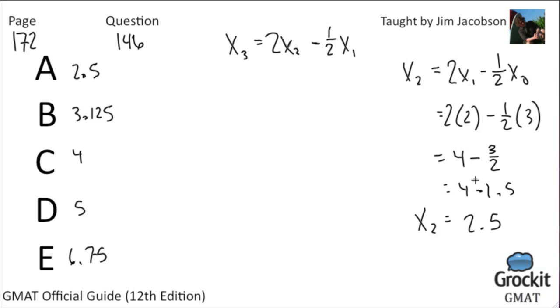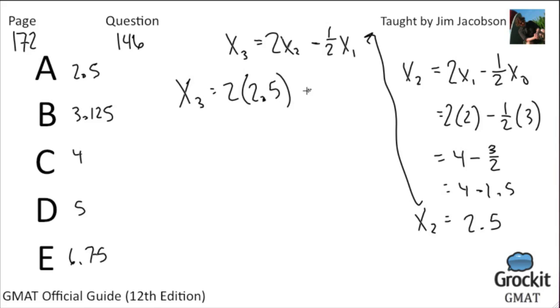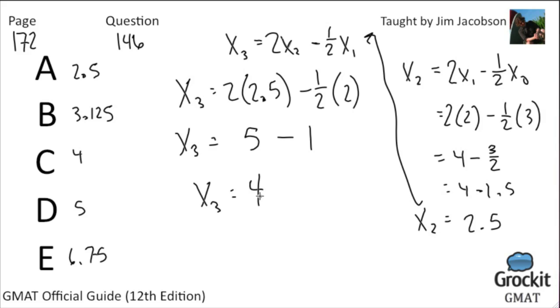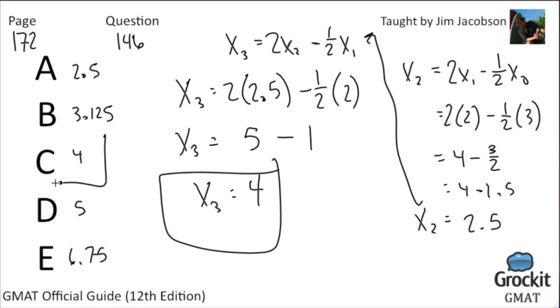We now have all the values we need to solve this one up here. Let me make a little bit more room. So this is 2 times 2.5 minus 1/2 of, and remember x sub 1 is 2, so 1/2 of 2. 2 times 2.5 is 5. 1/2 of 2 is 1. So it equals 4. Answer choice C.